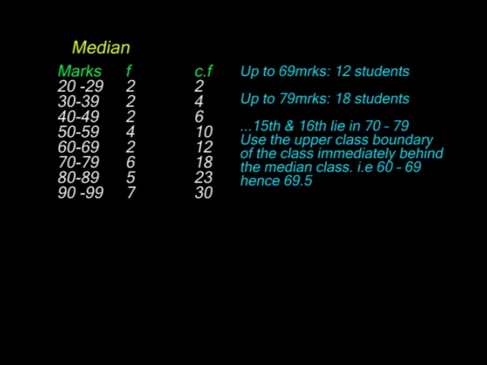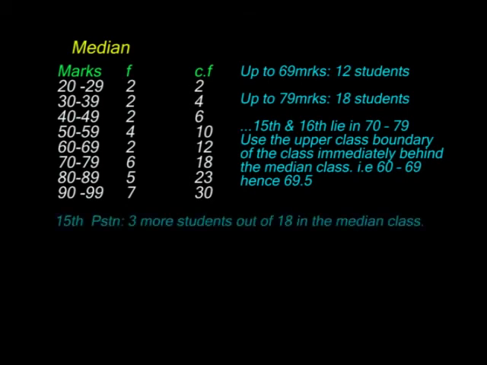Remember, our median has two values, 15th and 16th. So let's first consider the 15th position. Up to 69.5, the upper class boundary of the class behind the median class, we have 12 students. To go to the 15th student from this point, we need 3 more students. From 12 to 15, we need 3 more students. So where do we get them from? We get them from the next class, that is the median class.